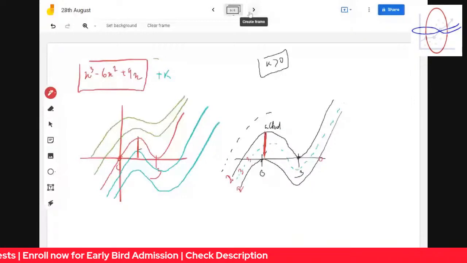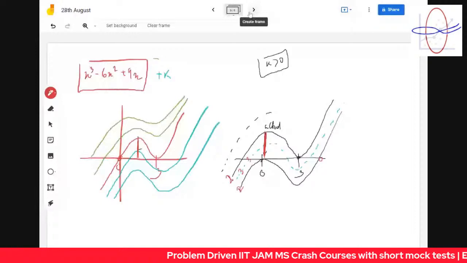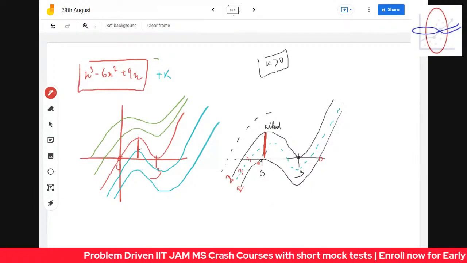What exactly is happening? You have to calculate this height now, and this is super important. How do you calculate this height of this function?